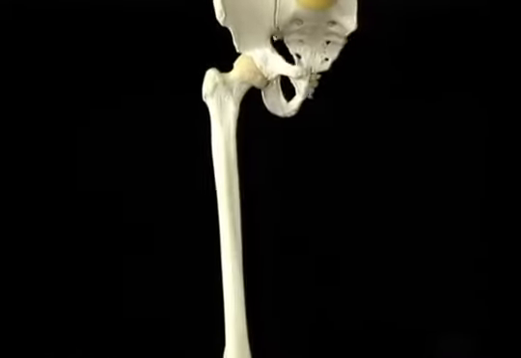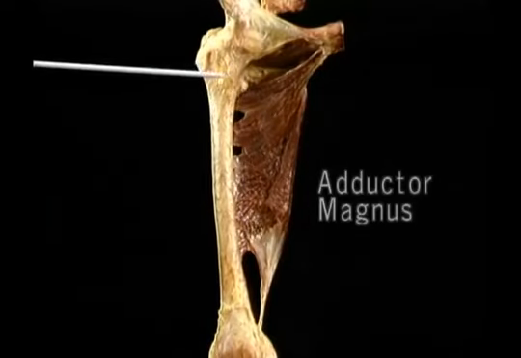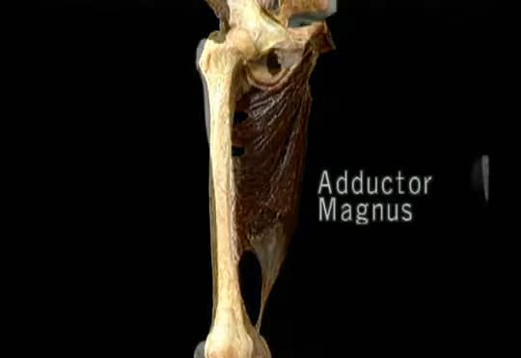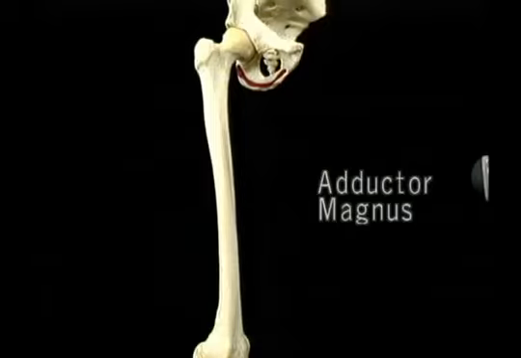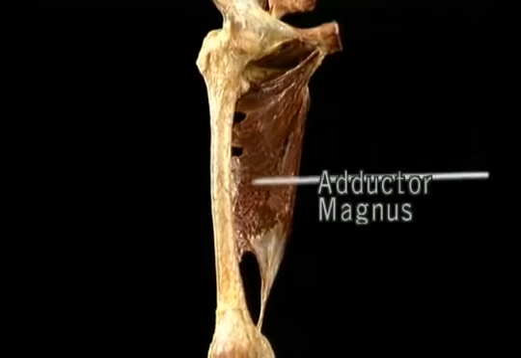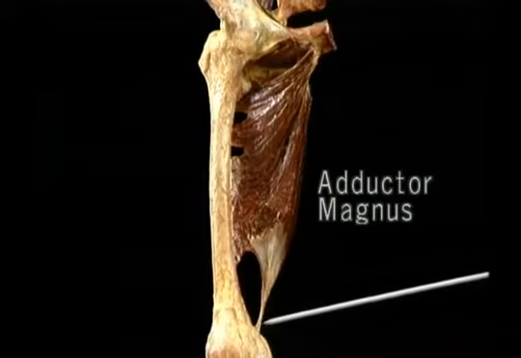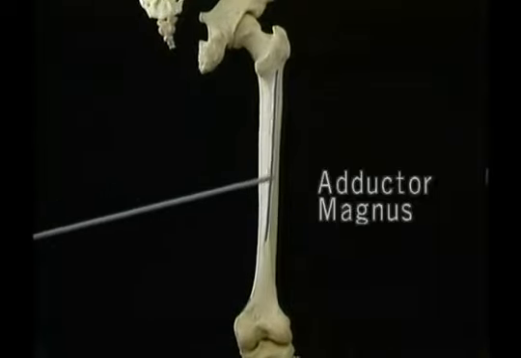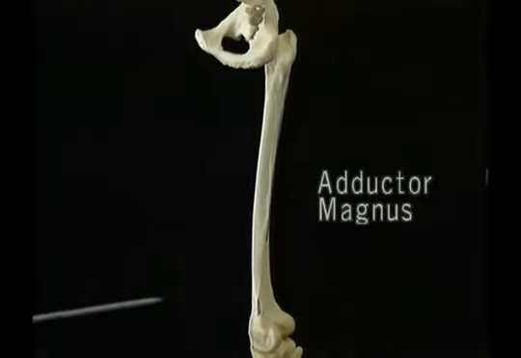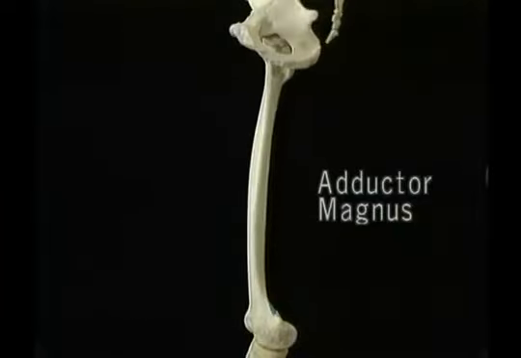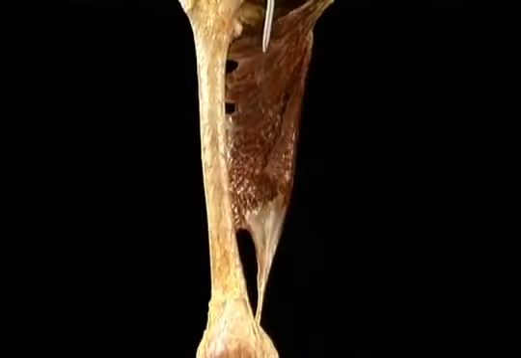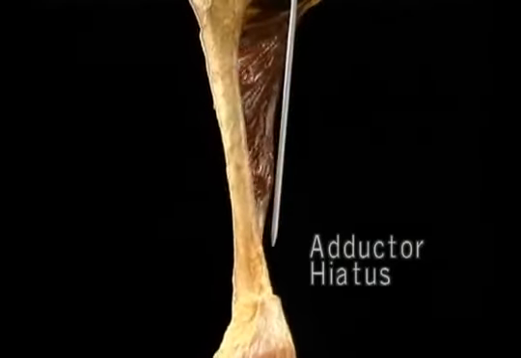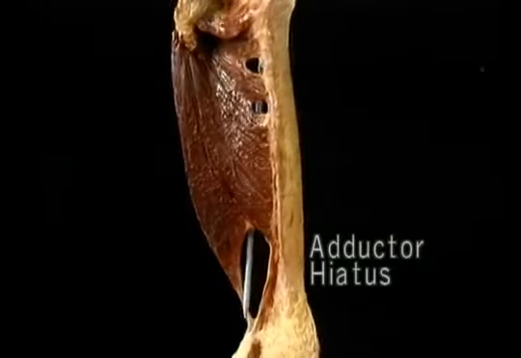Let's start with the named adductors. Here's the largest of them, adductor magnus. Adductor magnus arises from the outer border of the ischiopubic ramus. Its insertion is in 2 parts, with a gap in between. The upper part of adductor magnus inserts here on the linea aspera. The lower part inserts here on the adductor tubercle of the femur. The gap in adductor magnus is the adductor hiatus. The main blood vessels to the leg pass through here from the front of the thigh to the back.